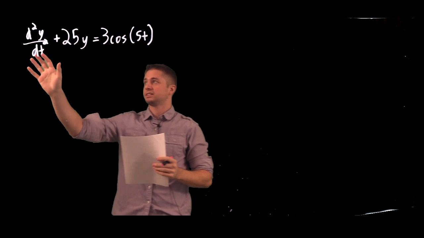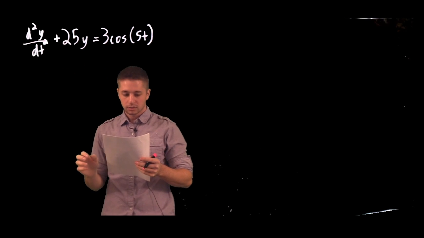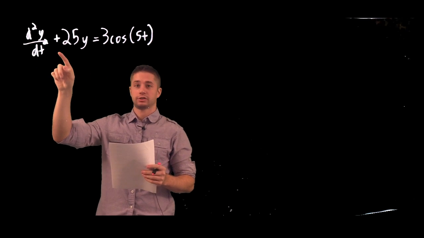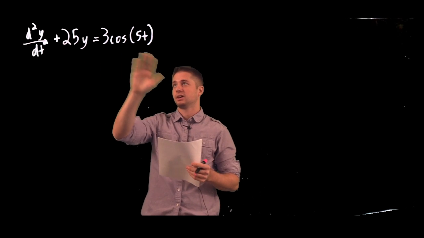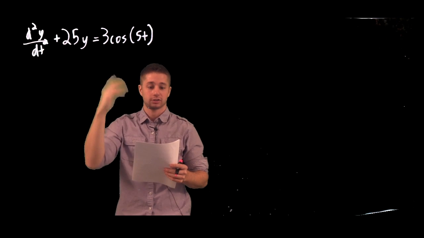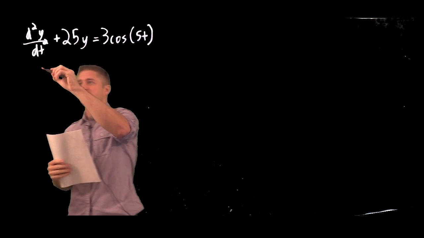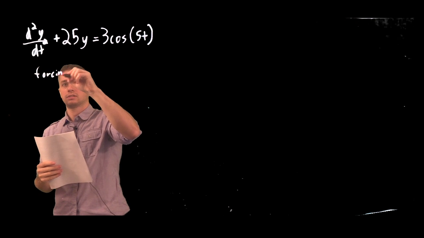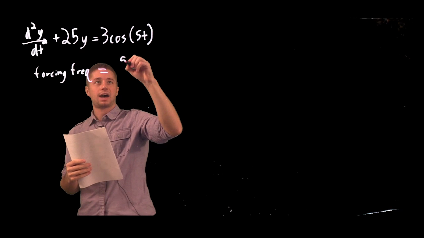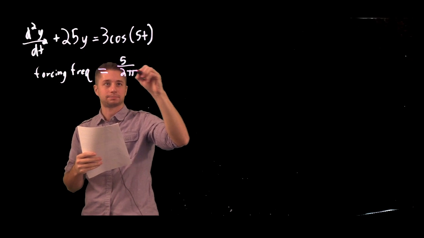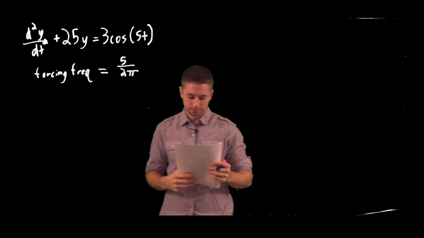So we can see that this is second order, non-homogeneous, linear. It's also undamped because there's no dy/dt term. And we can see that it has sinusoidal forcing. In this case, there's a cosine term. So by looking at this forcing, we can see that the forcing frequency is 5 over 2 pi. So this can be read directly off of what the forcing is.